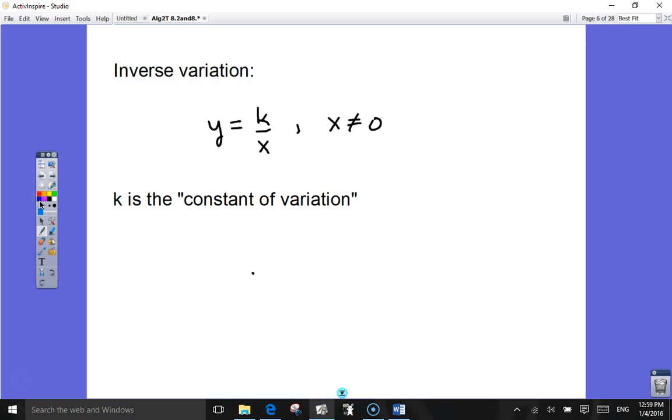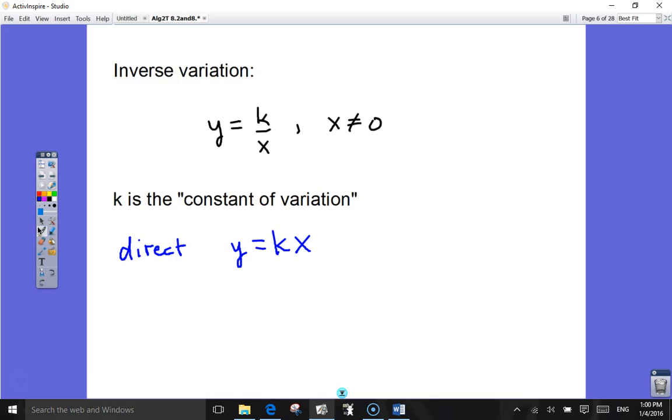Direct is y equals kx. So notice the difference between what's considered to be a direct variation and what's an inverse variation. In a direct variation, because y and x are both in the numerator, if I increase x, that's going to increase y. If I decrease x, that's going to decrease y. They're going to change in the same direction.